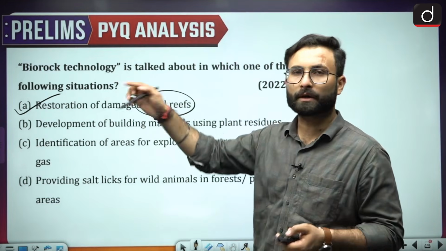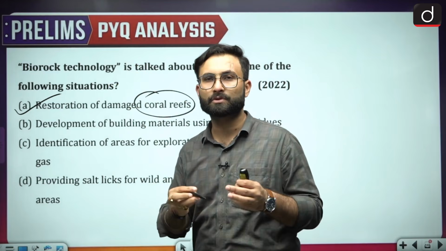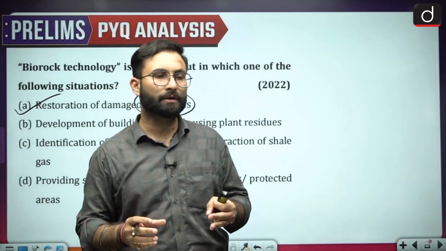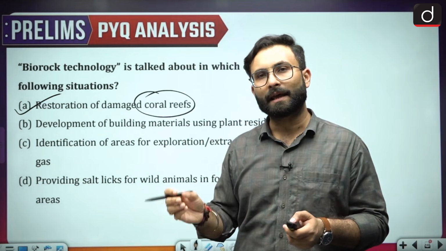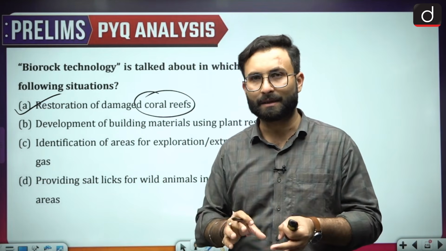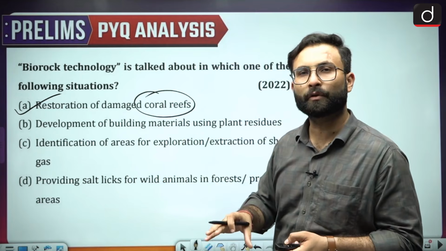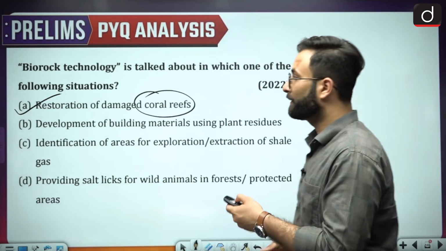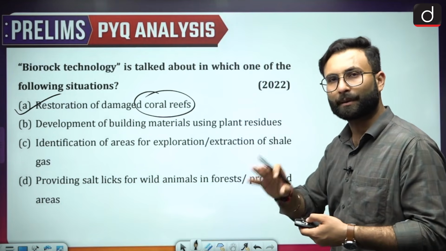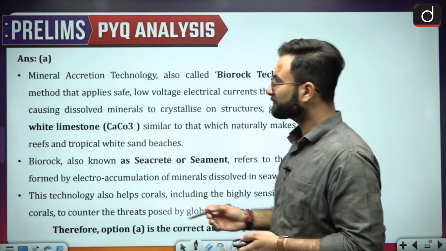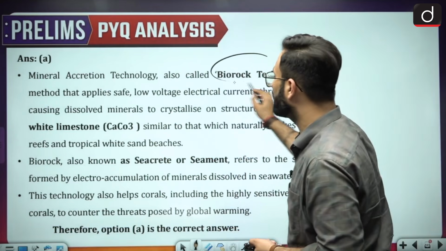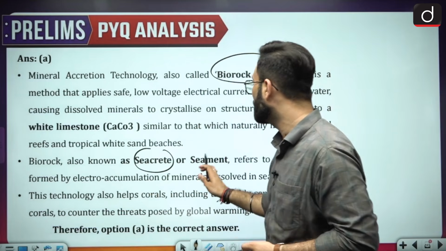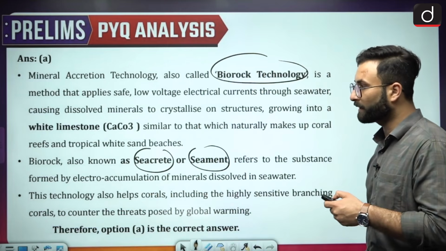Now bio-rock technology, what they are doing is that they are using electricity and going for the accumulation of ions on a particular area. These ions are basically calcium ions, and they are accumulating over there and forming the reefs, and then corals will be coming over there. So when we talk about this particular technique, bio-rock technique, I'll be telling about it over here.